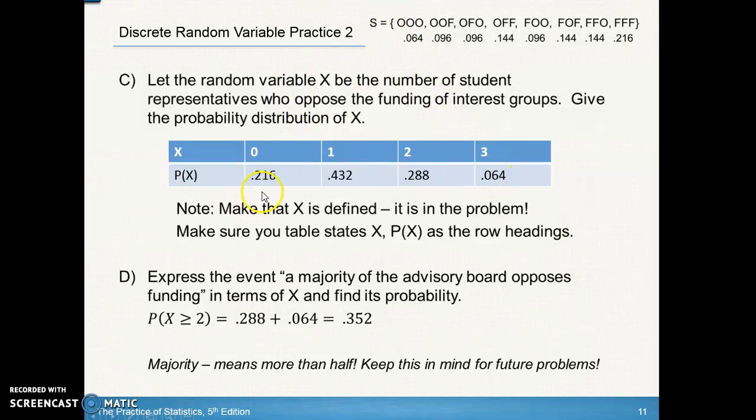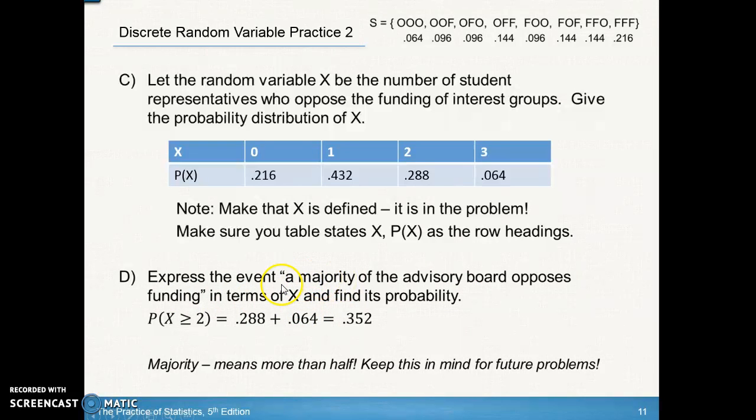So it might be difficult to come up with these probabilities without having the list of all the possibilities that could occur and looking at those individual probabilities to come up with your combined probabilities for your table. All right, so let's take a look at letter D. So it says express the event, a majority of the advisory board opposes funding, in terms of X and find its probability.